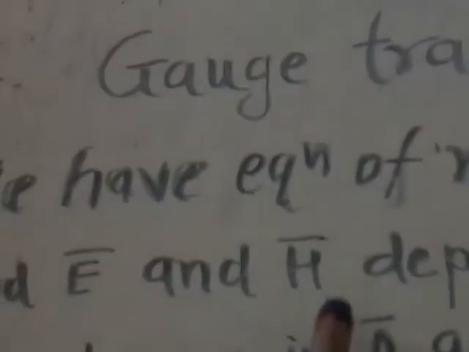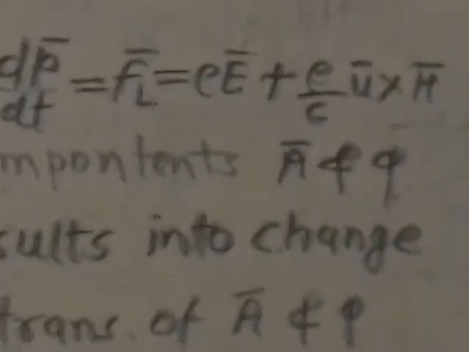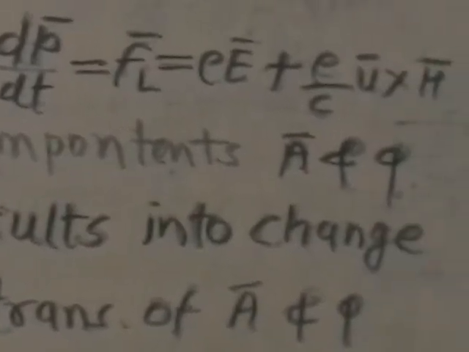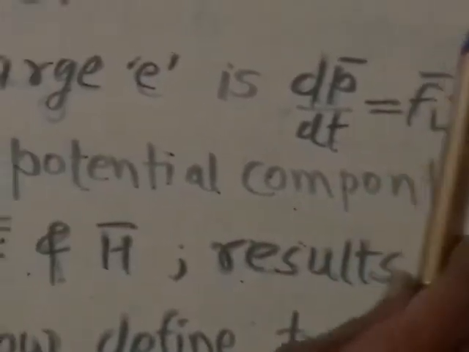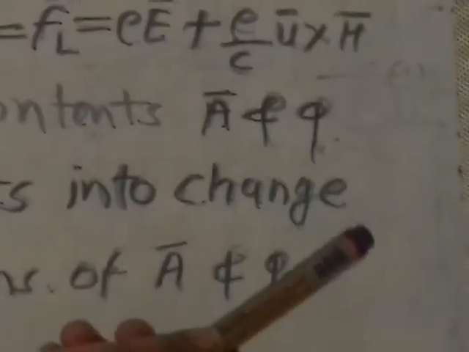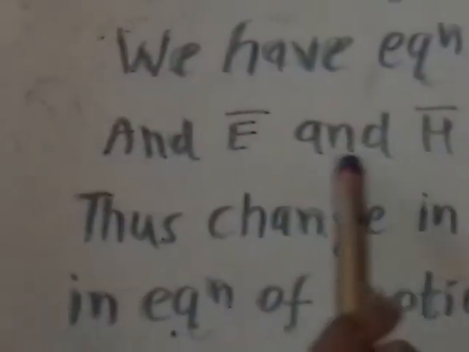Here we know Ē and H̄ depend upon the four potential components Ā and φ, where Ā is the vector potential and φ is the scalar potential. Therefore, if we change Ā and φ, this will change Ē and H̄, and whenever Ē and H̄ change, the equation of motion of the particle changes. Now we have to define the transformations of Ā and φ under which Ē and H̄ are unchanged. Whenever Ē and H̄ are unchanged, the equation of motion is also unchanged.